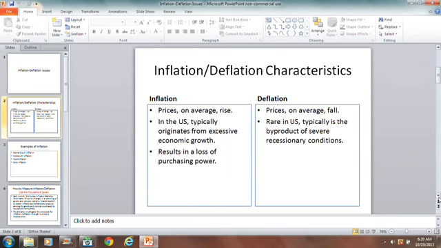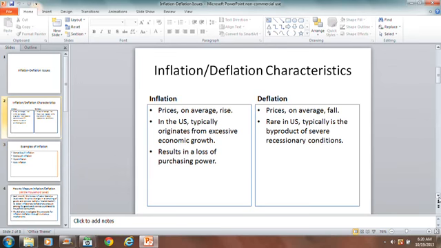Starting with inflation. Inflation is where prices on average rise. So inflation does not mean every price goes up. By saying on average, it means that more prices go up than go down or stay the same. In the United States, we have inflationary concerns. It typically originates from excessive growth. So when our economy is growing very fast, that is, real GDP is growing by more than 3 to 4% per year, that's considered excessive. And so excessive growth will tend to cause inflationary pressure.